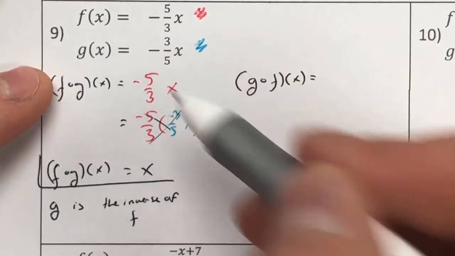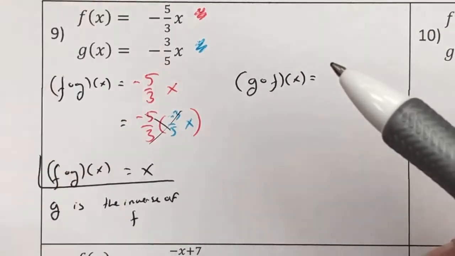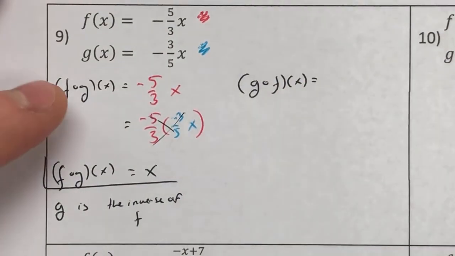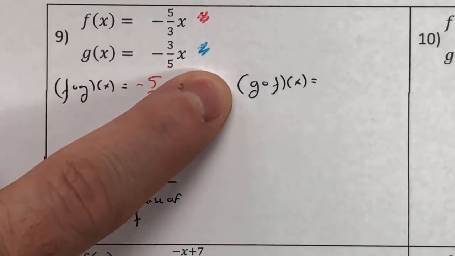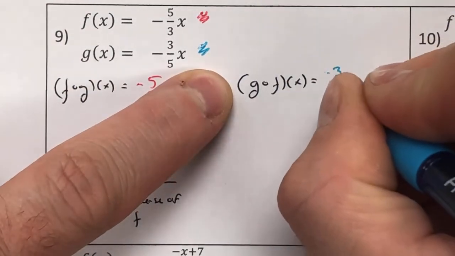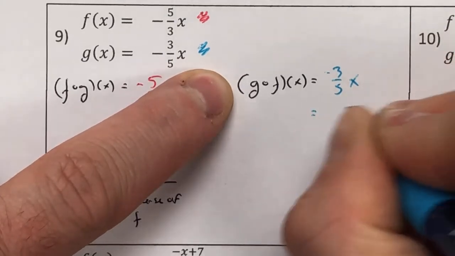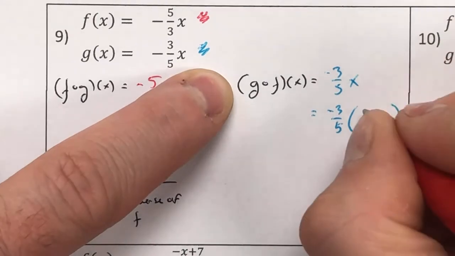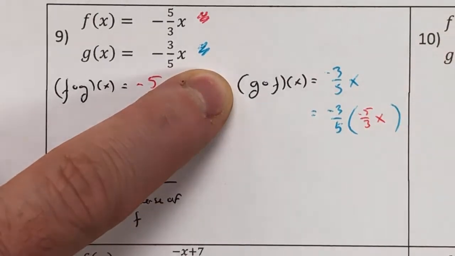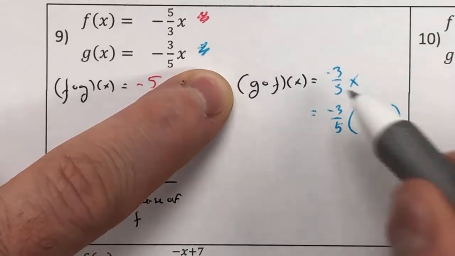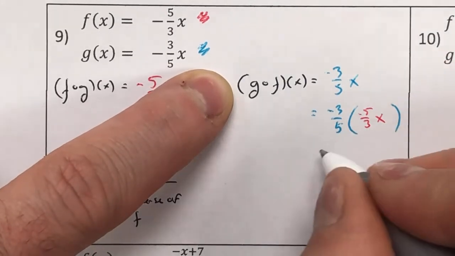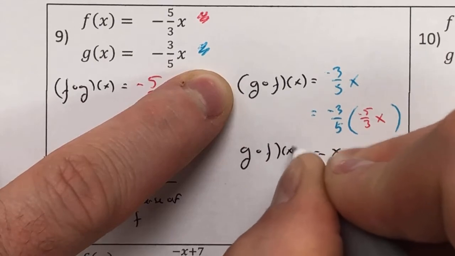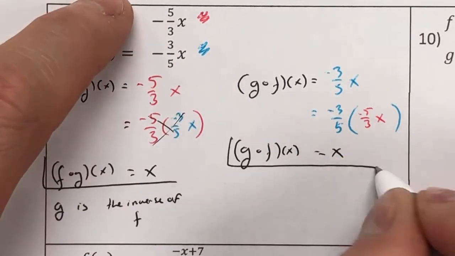Awesome. If I tried the other way around. Now, when we saw the double negatives, you may or may not have been hesitant to say that they are inverses. So I'm going to start out with g, so I'm starting out with the negative 3/5, and I'm going to plug in negative 3/5, leave some space to plug in my f, which is negative 5/3. Negatives cancel out, so do the 5s and the 3s, and I'm left with an x. Awesome.